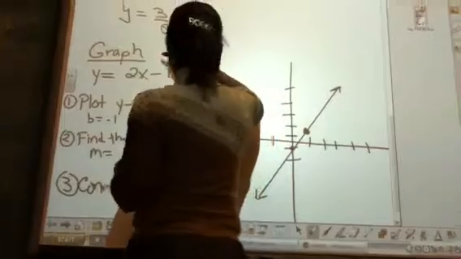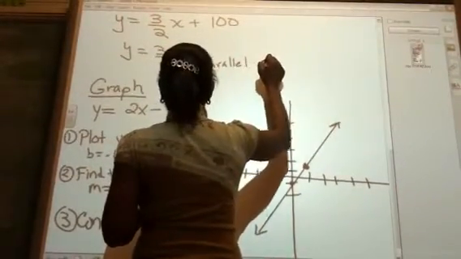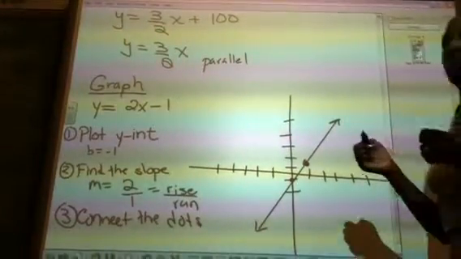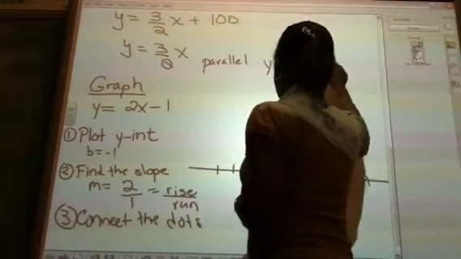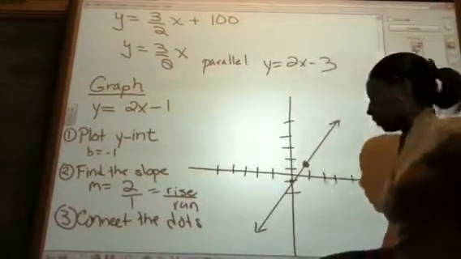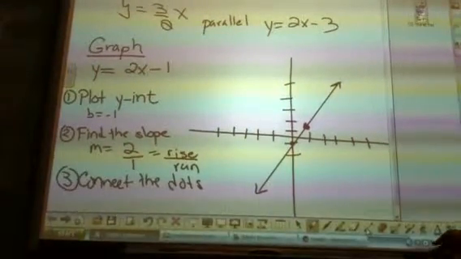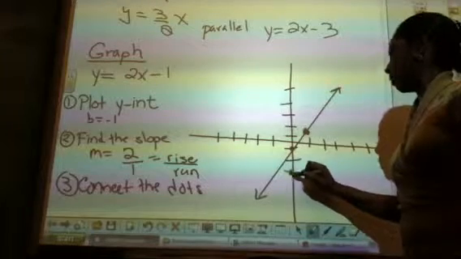Give me a line that's parallel to y equals 2x minus 1. Y equals 2x minus 3. So we're going to graph that one. How'd she get 3? She just picked the number out of the air. So negative 3 would be here. That's my y-intercept.